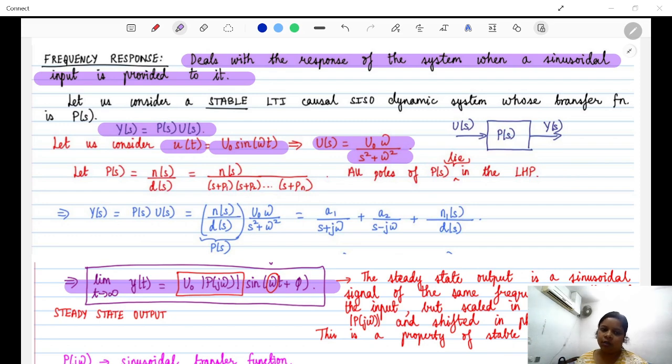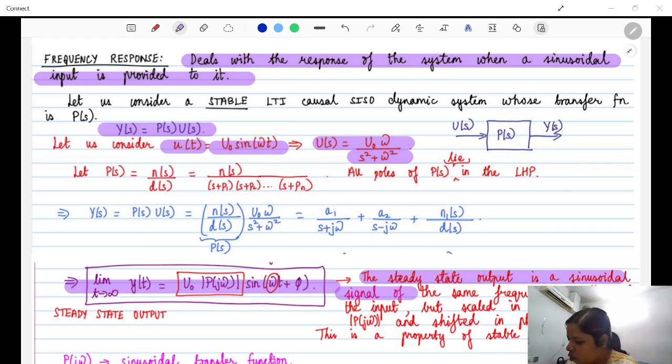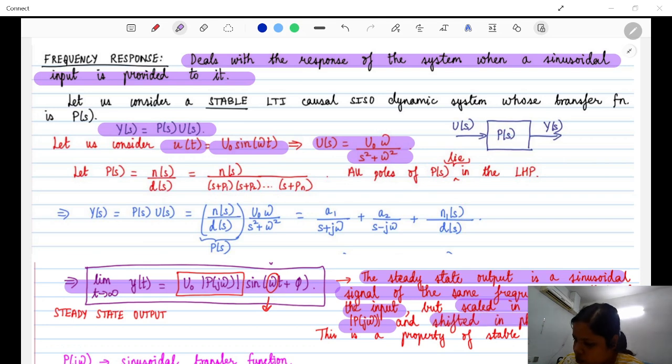sinusoidal wave. So it would be like this. U naught of P(j omega) is given over here and it is shifted in phase. So the steady state output is a sinusoidal signal of the same frequency as that of the input. You see, the frequency is the same, this omega is the same, but scaled in magnitude. So it is scaled in magnitude by P(j omega) and shifted in phase by phi. So this is the phase shift and this is the scaling. So this is scaled in magnitude and shifted in phase. So yeah.